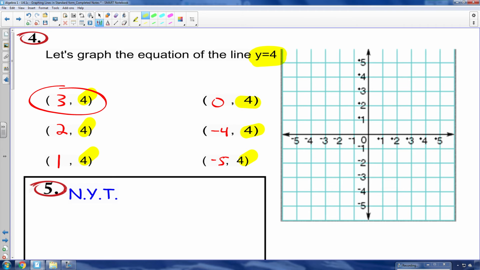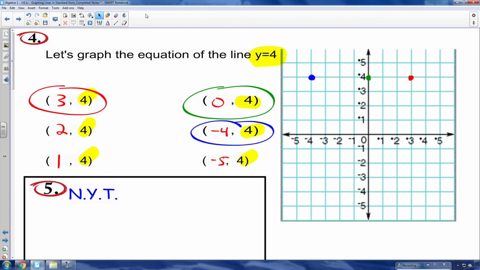So what do you think is going to happen if I plot all of these points? If I plot that red point, where am I going to be? I'm going to go 3 over and 4 up. I'm going to be here. Now let's plot the next point, okay? We're going to go 0 over and 4 up. So I'm not going to go left to right. I'm just going to go 4 up, just like that. Let's plot the next point. I've got to go -4 to the left, sorry, and then 4 up here, like that.